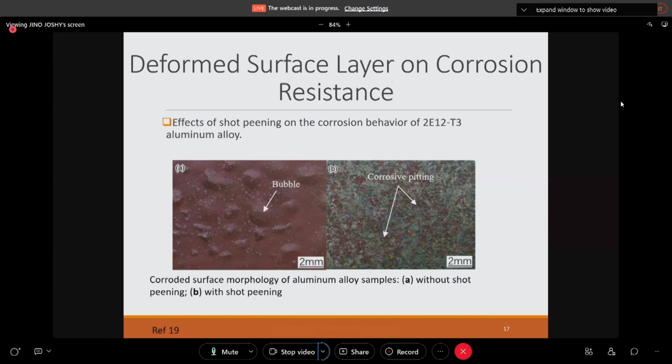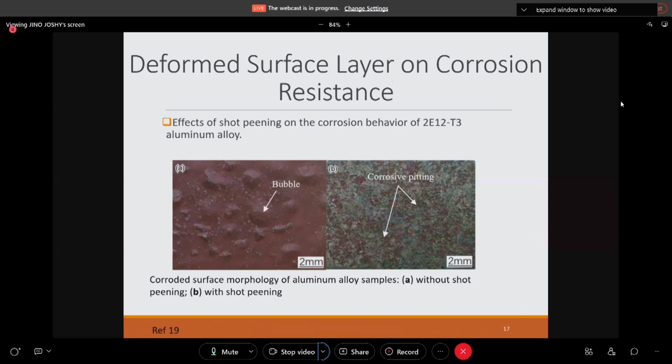This is how the deformed surface layer affects the corrosion resistance. One study was conducted on 319 aluminum alloy. They did the shot peening and then salt spray corrosion analysis. After weighing the salt spray samples, they found that the shot peened samples had less damage, meaning the weight gain or weight loss was less in the shot peened sample compared to the non-shot peened sample.